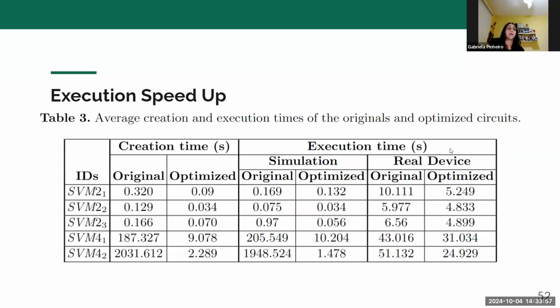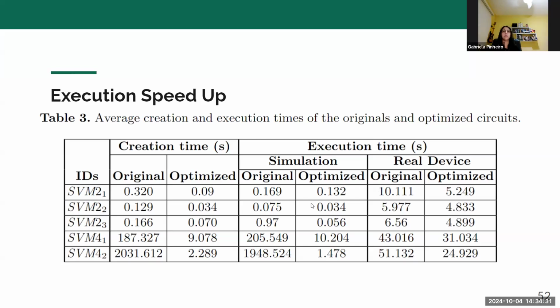In the best case scenario here, the creation time went from 22,000 seconds and the execution time to almost 1,000 seconds, which, if you combine the creation and execution time for this SVM specific, goes over an hour. When we optimize it, it went from over an hour to under 5 seconds. So it was more than a 1,000 times speed up in execution time.